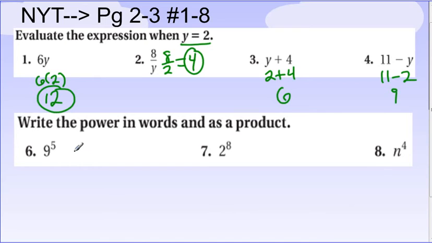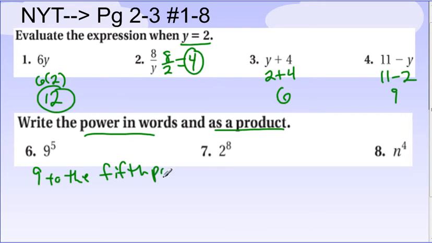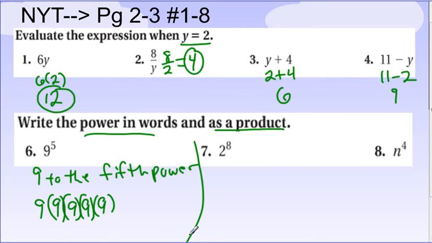6 through 8, write the power in words and as a product. That's what we did in the last example. So in words, this would say 9 to the 5th power. And as a product, that'd be 9 times itself 5 times. So 1, 2, 3, 4, 5. There. 9 times itself 5 times.